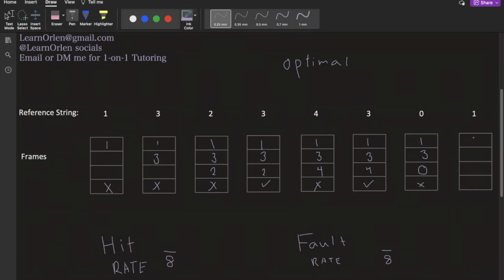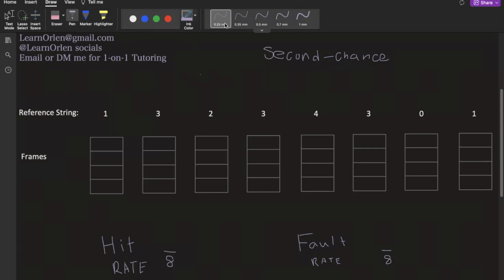Next we have 1, and since we knew 1 was coming again, this time we had a hit. So we look at our hits, 3 hits, and a less of a fault rate. Right, there we go.